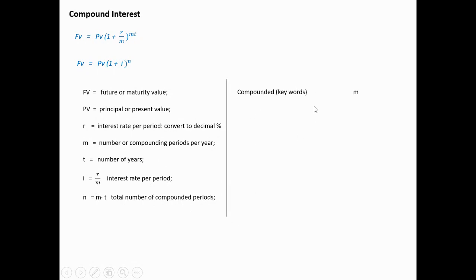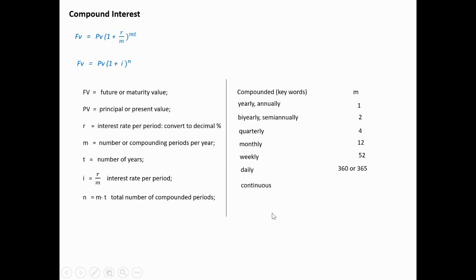Okay, the compounding keywords. If the word says yearly or annually, my M is equal to 1. If it says bi-yearly or semi-annually, my M is equal to 2. Quarterly is 4. Monthly is 12. Weekly is 52, because there are 52 weeks in a year. Daily is 365 or 360. If the book says to use 360 for daily, you use 360, but if it doesn't say anything, then you use 365.